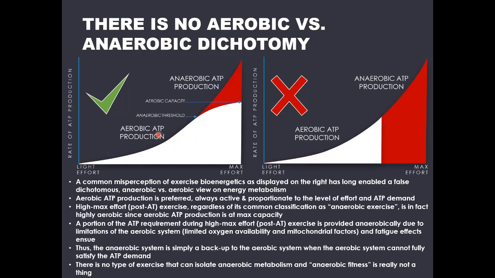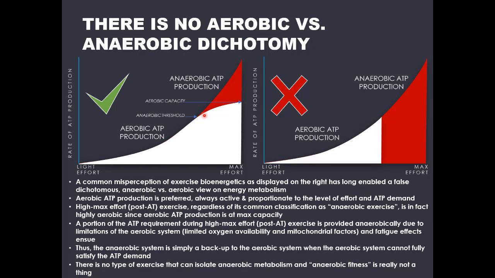Now, as you continue to increase the exercise intensity, at some higher level of intensity there is a point in which the aerobic system cannot fully satisfy the full rate of ATP demand. And that point is referred to as the anaerobic threshold. The anaerobic threshold is simply the level of exercise effort or intensity at which the aerobic system cannot fully satisfy the rate at which the muscle cells need ATP.